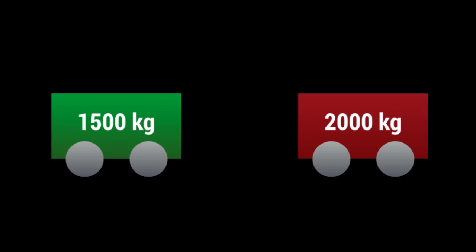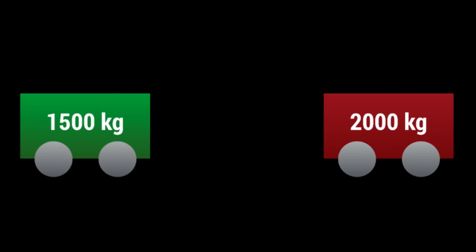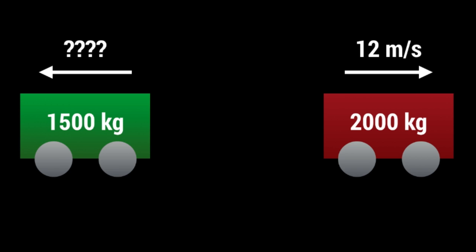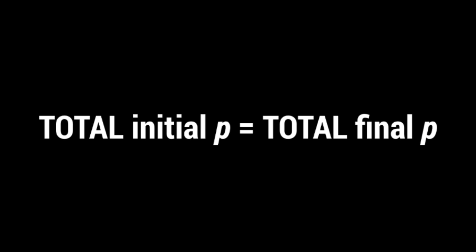And suppose that these two cars collide with each other and bounce off of each other. And after they bounce off, we notice that the 2,000 kilogram red car is moving at a speed of 12 meters per second. Now, the question is, how fast is the 1,500 kilogram green car moving after the collision? This is really easy to solve as long as we consider the conservation of linear momentum. Remember that equation that we had earlier, the total initial momentum is equal to the total final momentum.